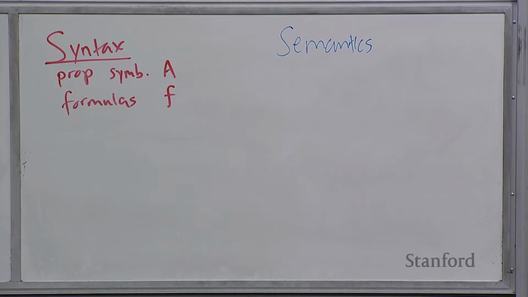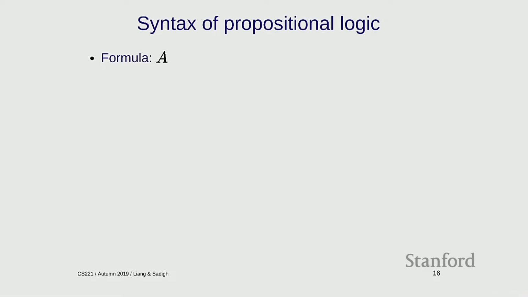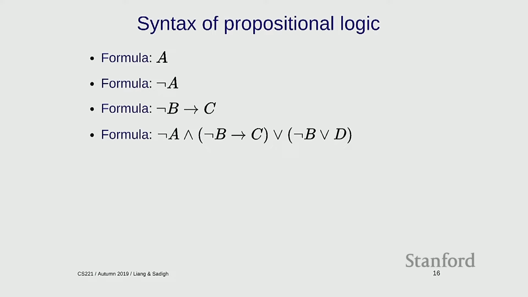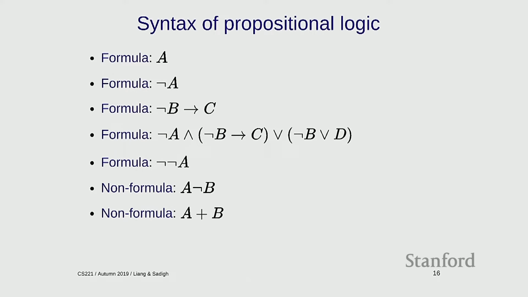And so here are some examples. So A is a formula. Okay, in particular, it's an atomic formula, which is a propositional symbol. Not A is a formula. Not B implies C is a formula. This is a formula. This is a formula. Double negation is fine. This is not a formula because there's no connective between A and not B. This is also not a formula because what the heck is plus? It's not a connective.